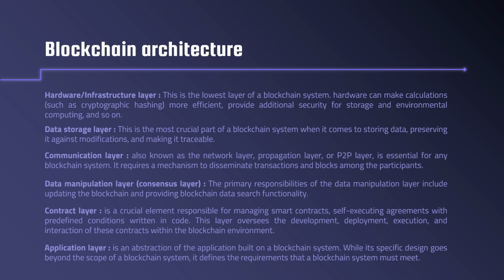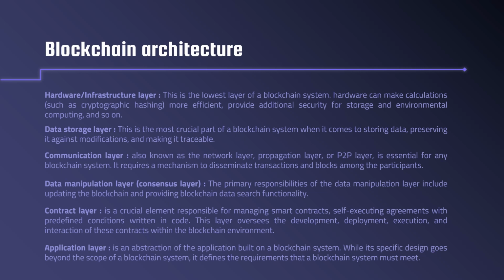Contract layer is a crucial element responsible for managing smart contracts, self-executing agreements with predefined conditions written in code. This layer oversees the development, deployment, execution, and interaction of these contracts within the blockchain environment. In essence, blockchain systems provide the ability to define contracts, to create and enforce rules among the network participants. Different blockchain systems might use various methods to devise contracts based on their application domain.